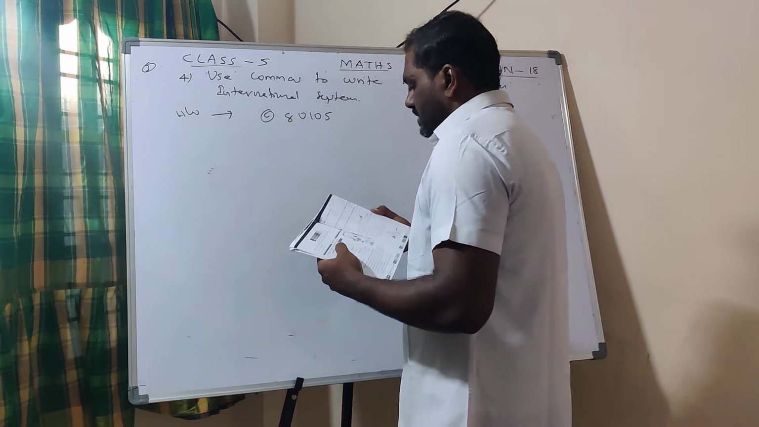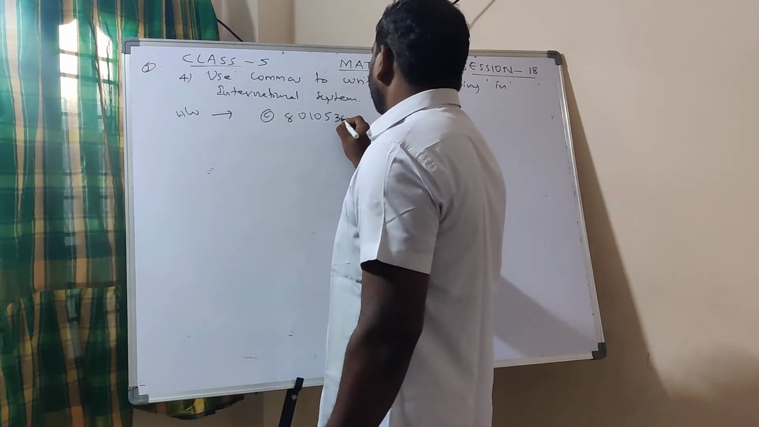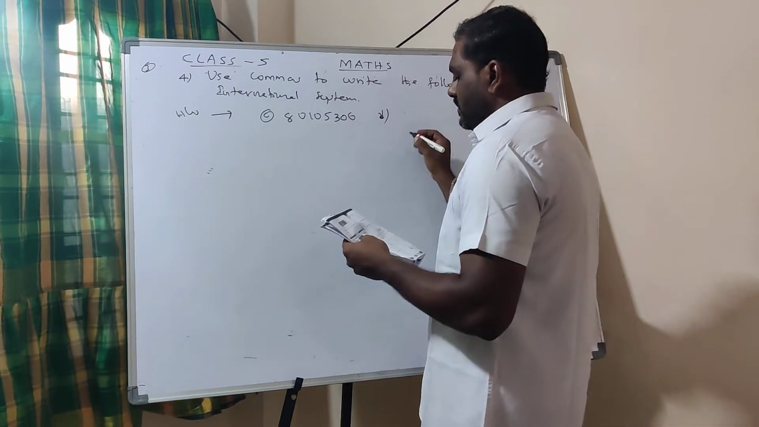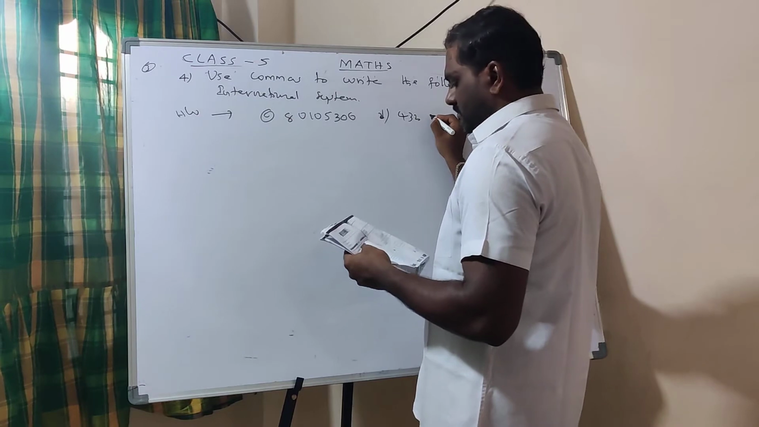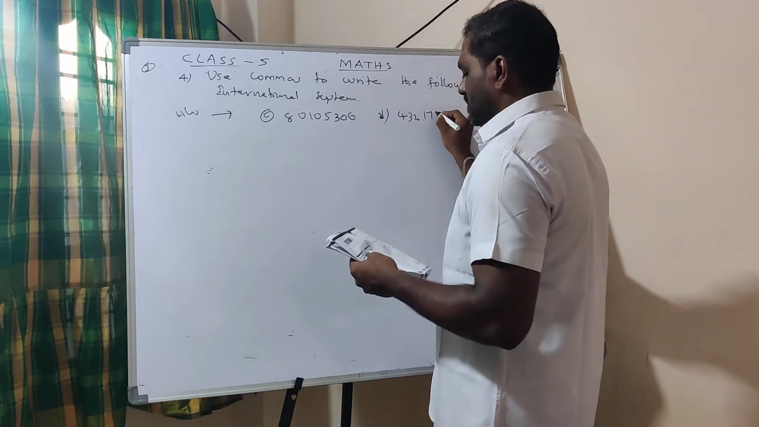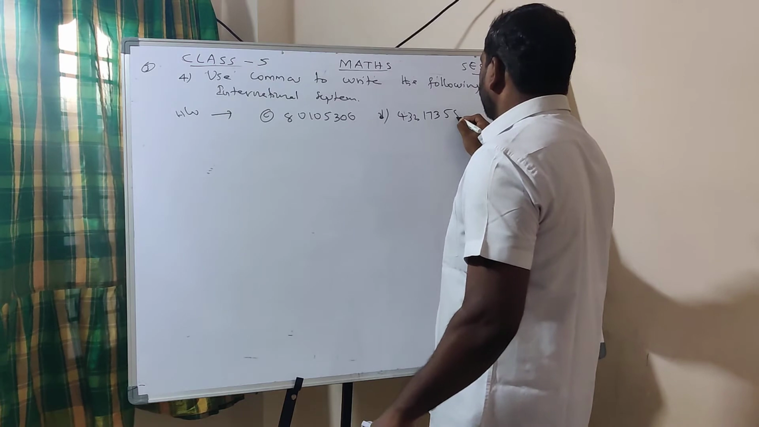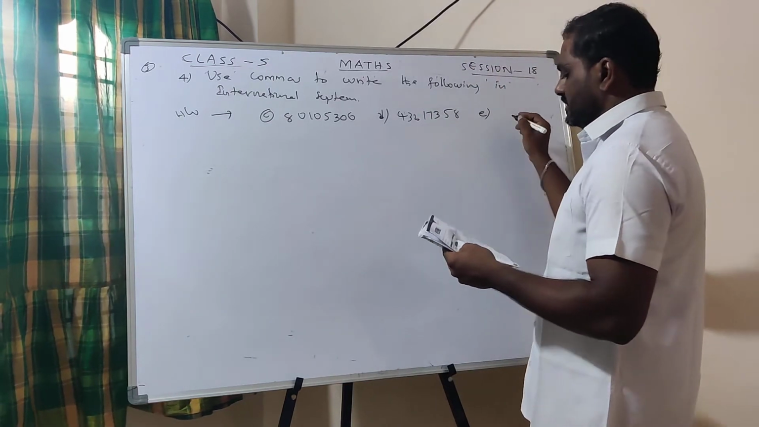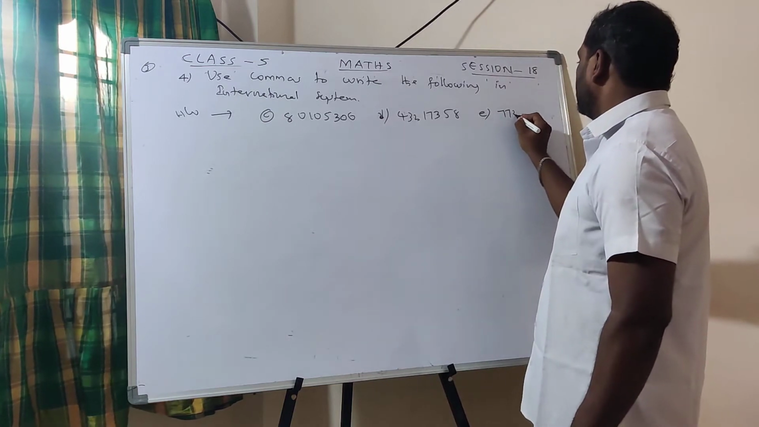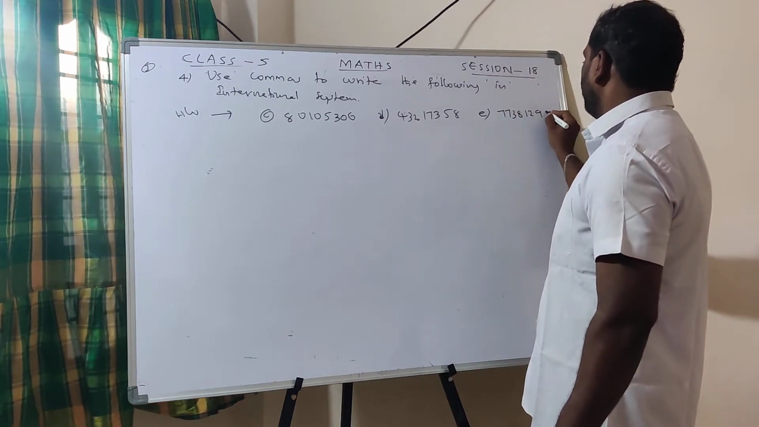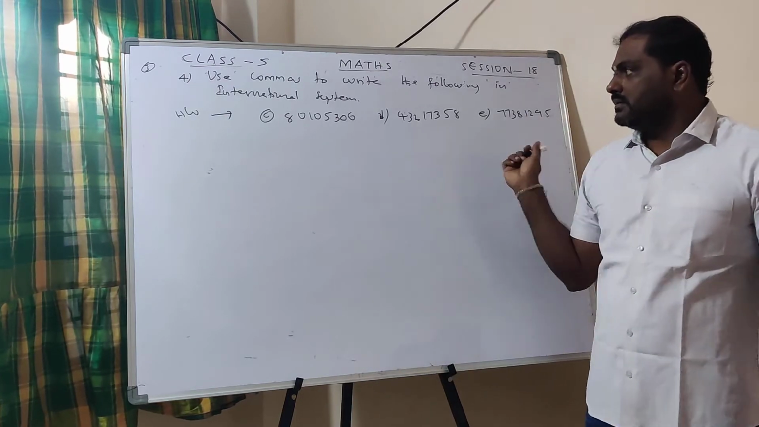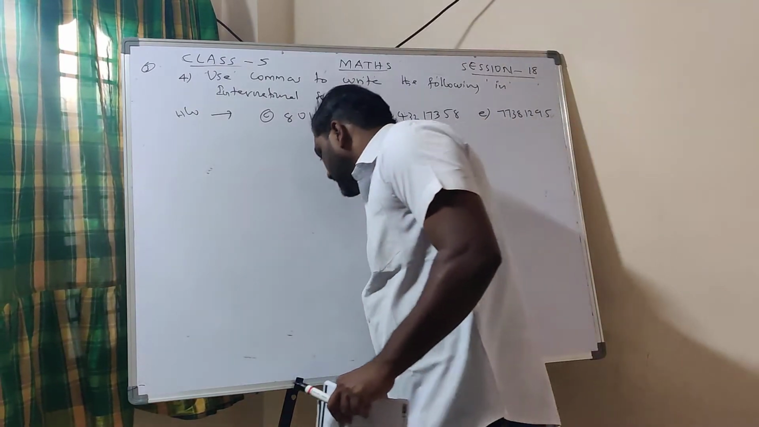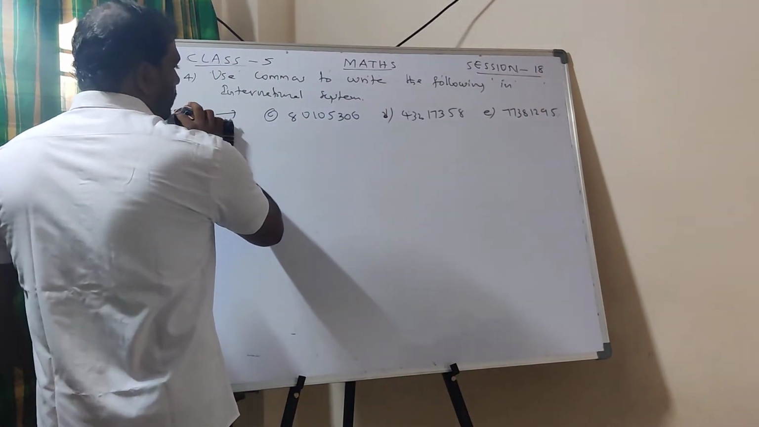80105, 306, D, 432, 17358 and E, 7738 1295, 7738 1295. Write this in international system. Okay, so this is question number 4.